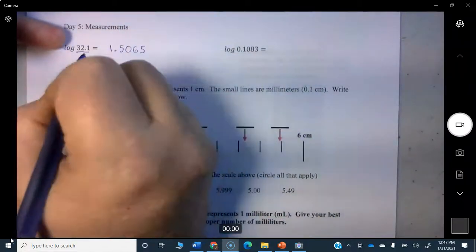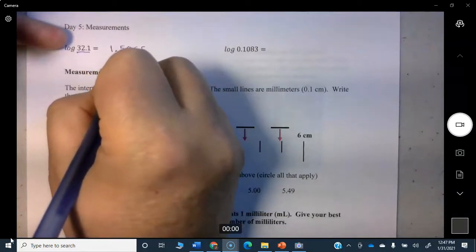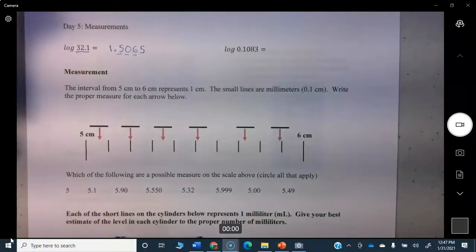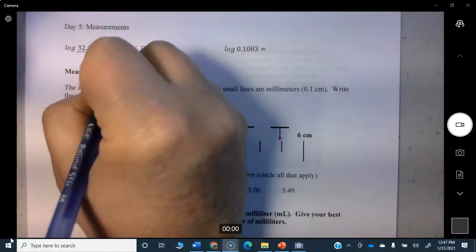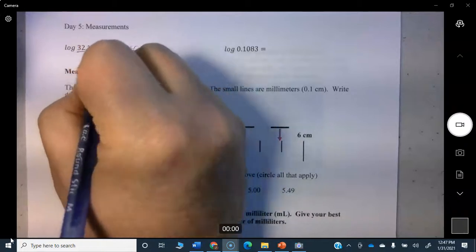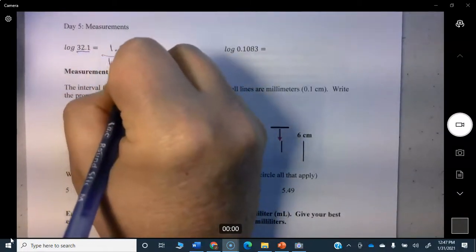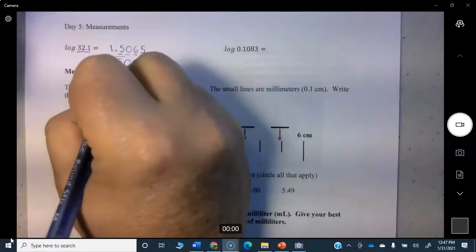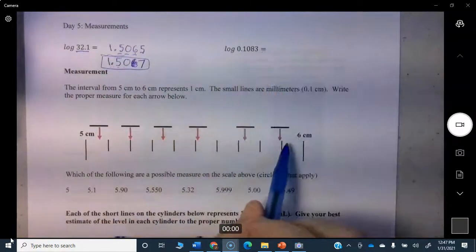So it's 1.5065. And since it has 3 significant figures, you go to 3 places after the decimal. It's just the way it works with logs. Don't ask why. It just is what it is. So the final answer is that. Oops, I take that back. That 5 rounds that up to a 7. So it's 1.507. Okay, you go ahead and do this one.